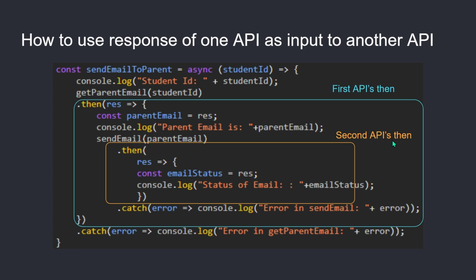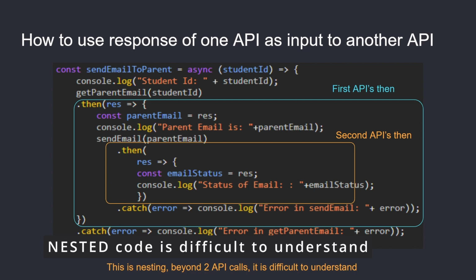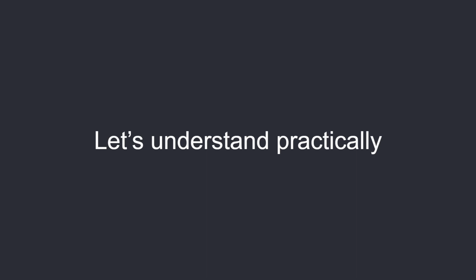So here we find that we are writing code which is nested. This is called nesting. So when we go for then and catch callbacks, if we are making multiple API calls in which the output of one API is required as an input to another API, we need to write code in the form of nesting. For two API calls it may be easy to understand, but if we go beyond two API calls, we find that this nested coding is difficult to understand. And that is the reason the await keyword was introduced.